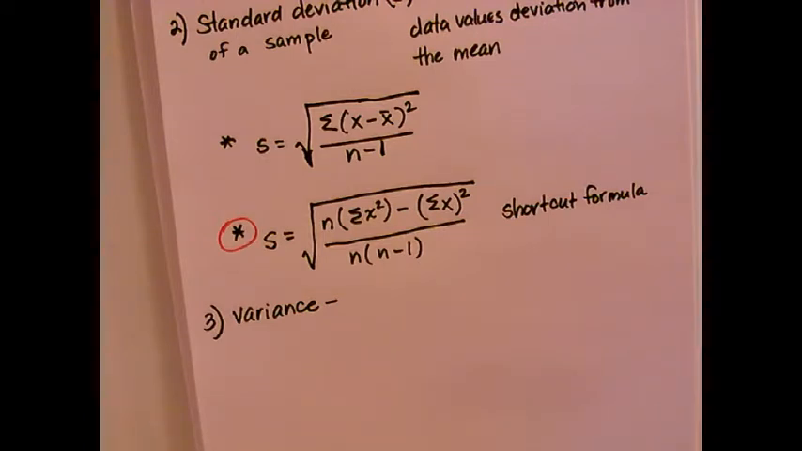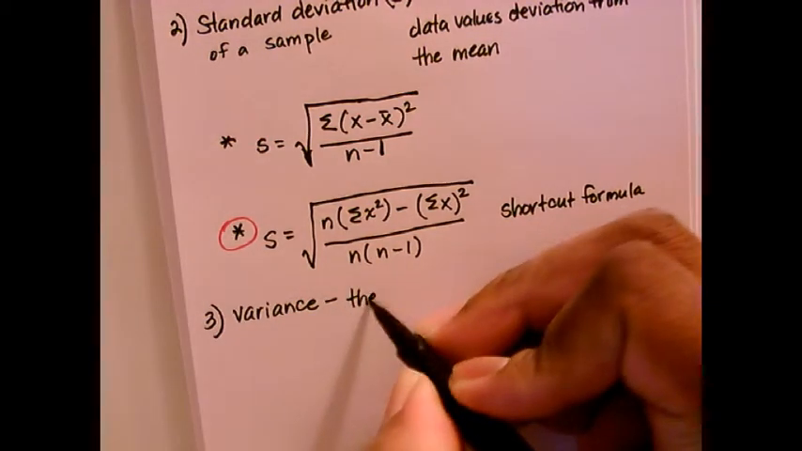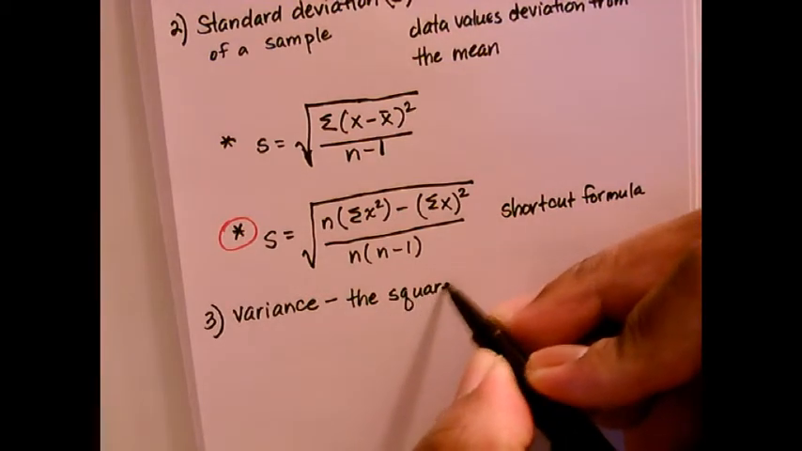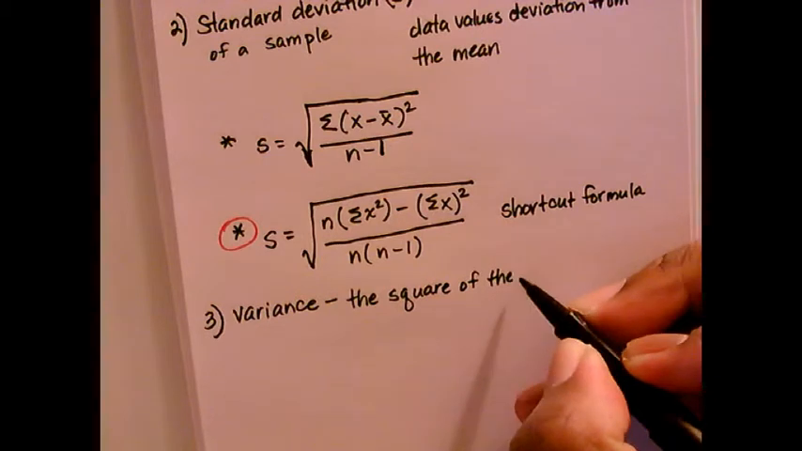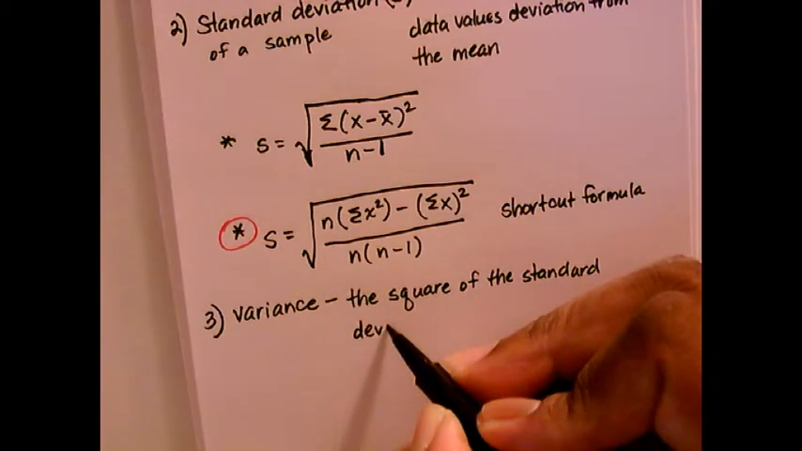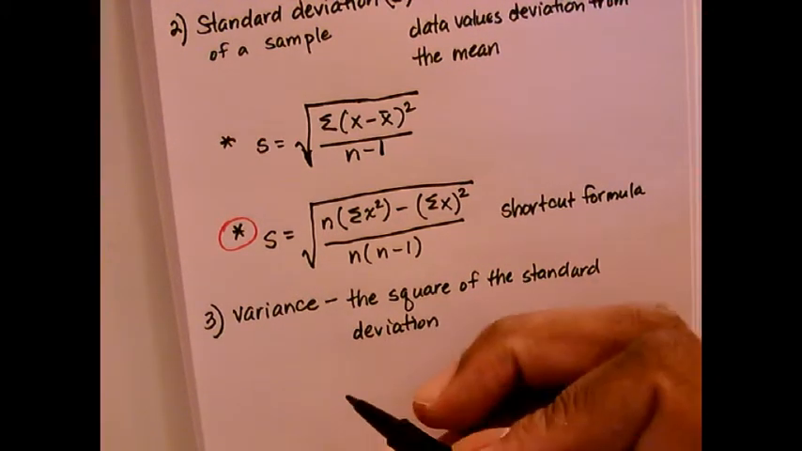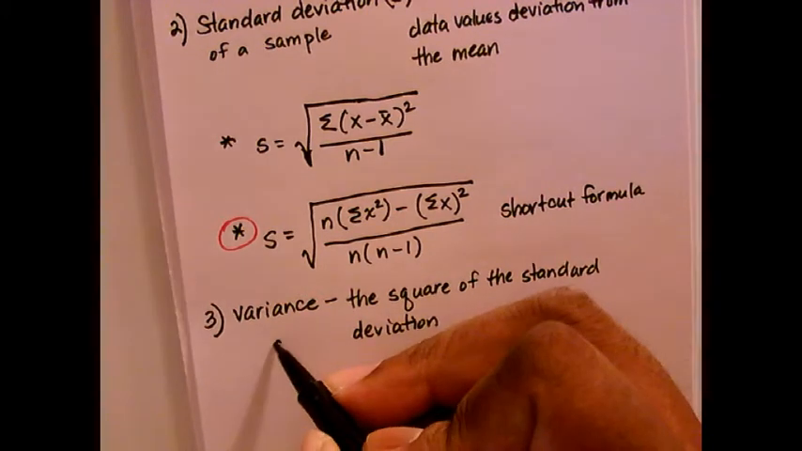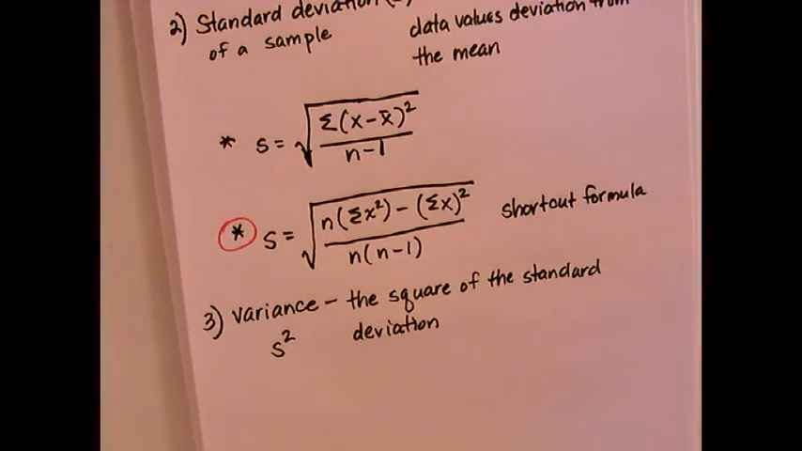The third measure of variation is the variance. If you already know what the standard deviation is, you can easily find the variance, because that is simply the square of the standard deviation. So in this case, the variance would just be S squared. S is the standard deviation. For the variance, you just take the square of that standard deviation.